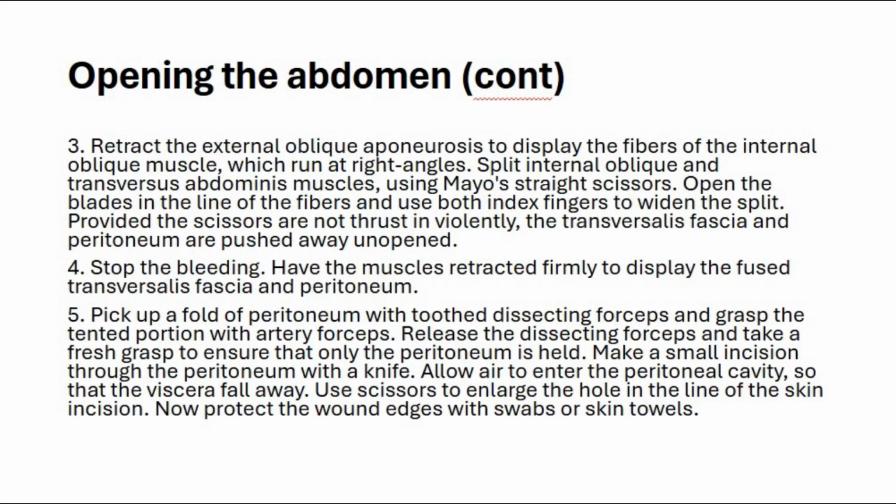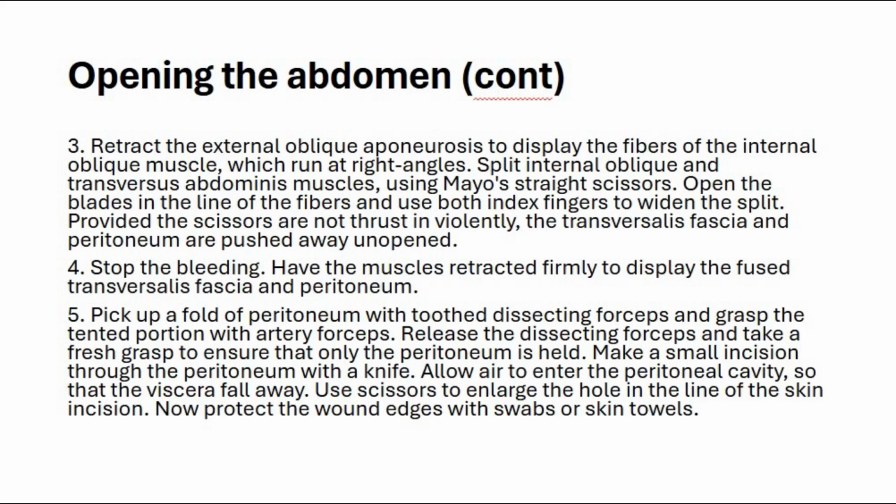Third, retract the external oblique aponeurosis to display the fibers of the internal oblique muscle, which run at right angles. Split internal oblique and transversus abdominis muscles, using Mayo's straight scissors. Open the blades in the line of the fibers and use both index fingers to widen the split. Provided the scissors are not thrust in violently, the transversalis fascia and peritoneum are pushed away unopened. Stop the bleeding. Have the muscles retracted firmly to display the fused transversalis fascia and peritoneum.